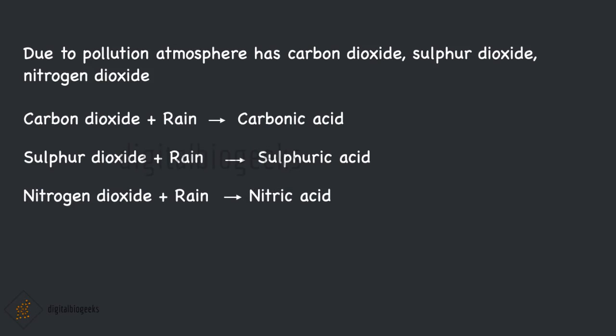When carbon dioxide dissolves in rain, it will give carbonic acid. When sulfur dioxide dissolves in rain, it will give sulfuric acid. And when nitrogen dioxide dissolves in rain, it will give nitric acid. Acid rain can cause damage to buildings, monuments, plants, and animals. When this rainwater reaches water bodies, it will adversely affect the life of animals in water.